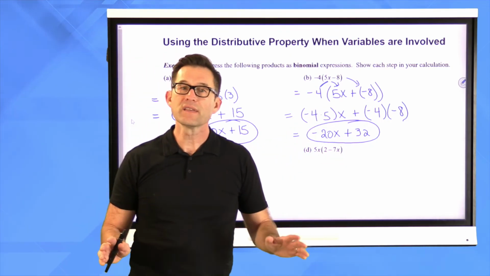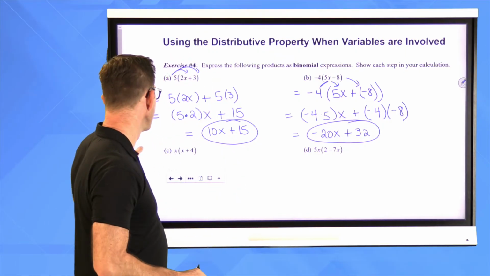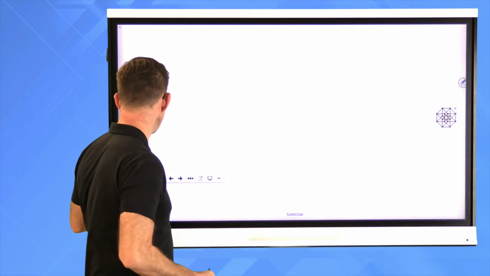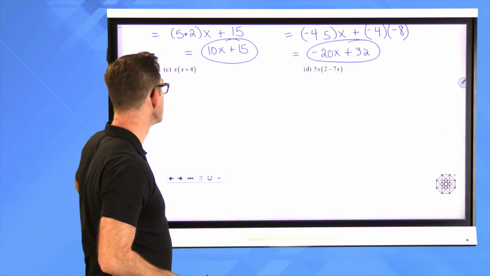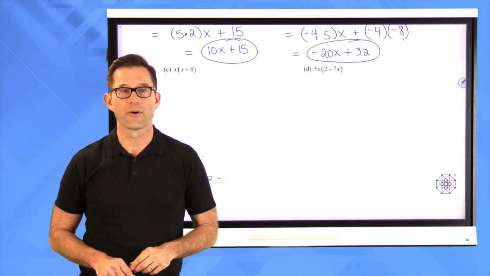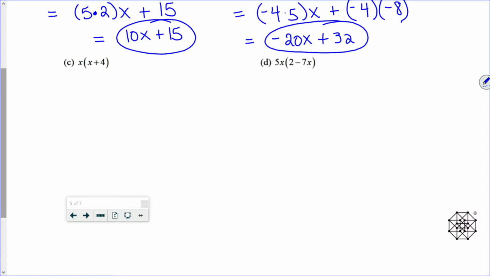All right, let's get a few additional variables involved though. So far we've just been multiplying through by a constant. Let's now multiply by some variables. Let's take a look at letter C together. Here we have x times the quantity x plus 4. And again, we're just distributing that multiplication by x through. So we'll get x times x plus x times 4.